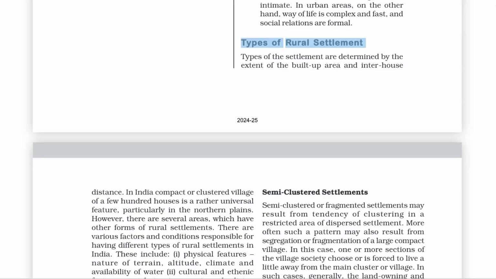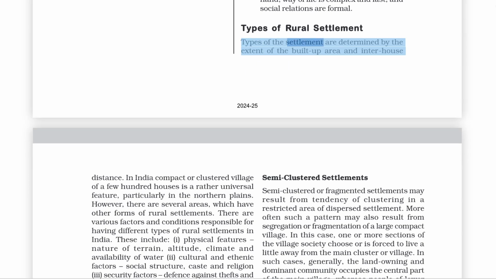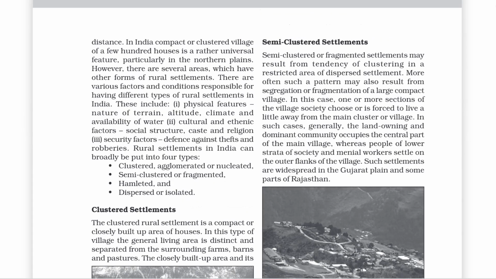Types of rural settlement. Types of the settlement are determined by the extent of the built-up area and inter-house distance. India, people and economy. Semi-clustered settlements.